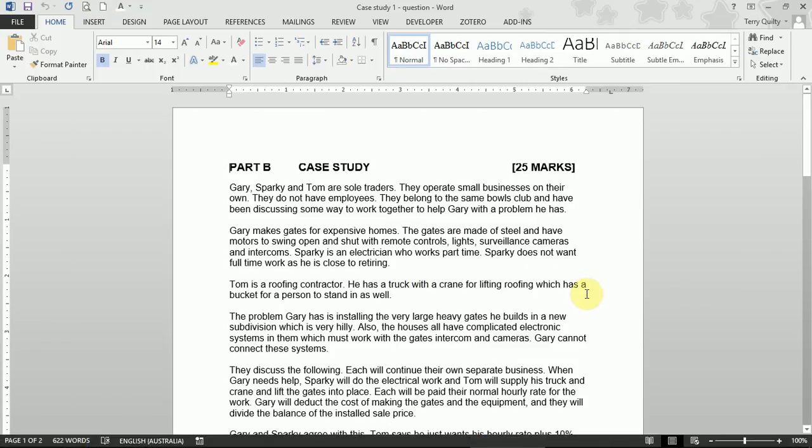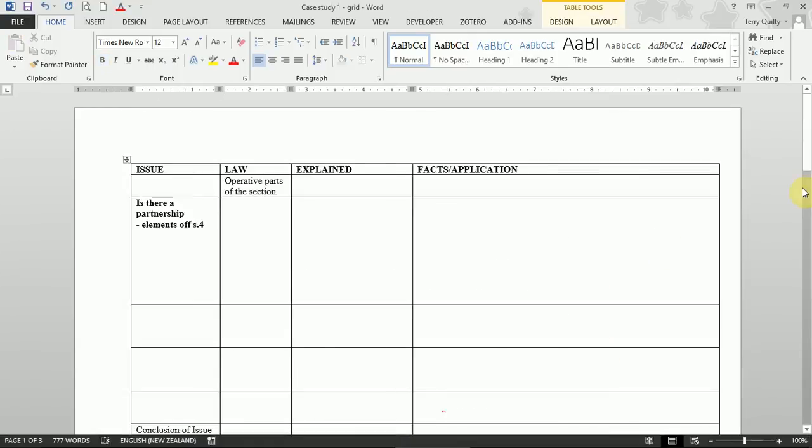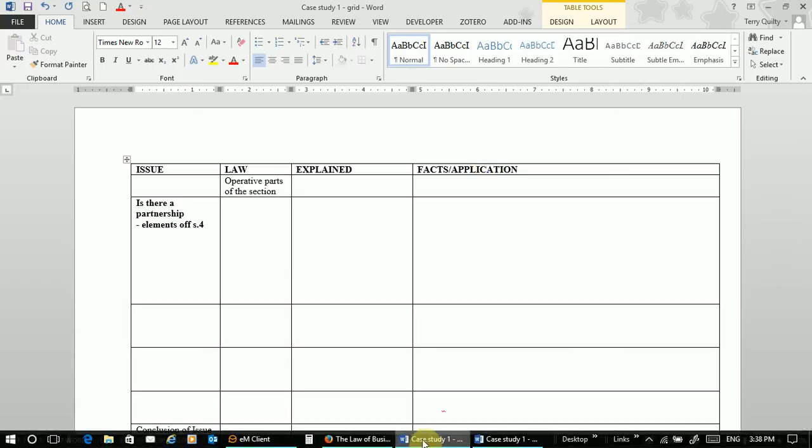Now, to answer this question for the purposes of what we're doing here, although you could use this approach yourself in a test, we're going to use a grid. So the grid has the issue as we identify them. So the first will be, is there a partnership? Then the law. The law is a section, and we want to ask the question, what are the operative parts? Simply meaning, what parts do we need to apply? A brief explanation of them, facts and application, and we'll do conclusions as we go through.